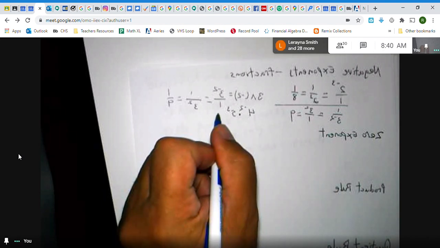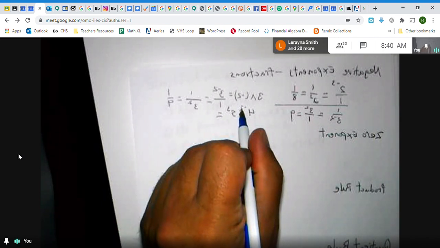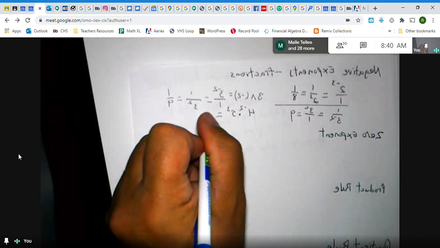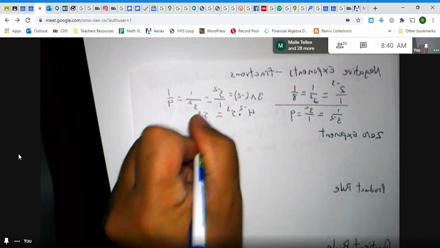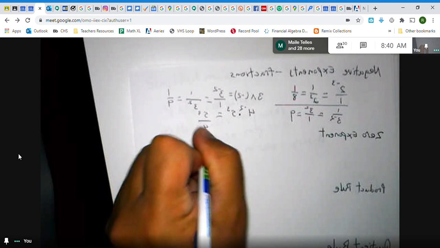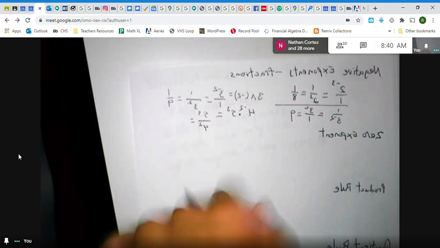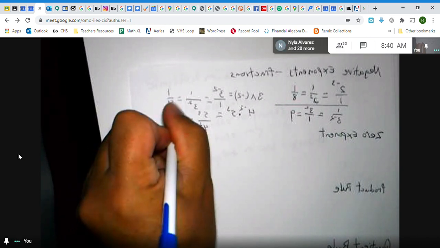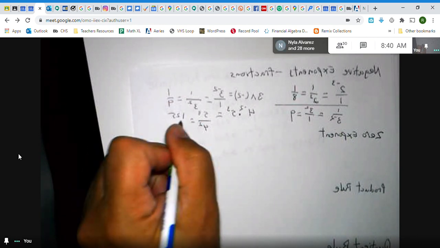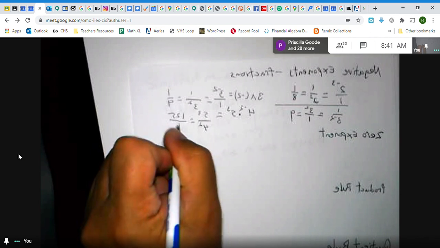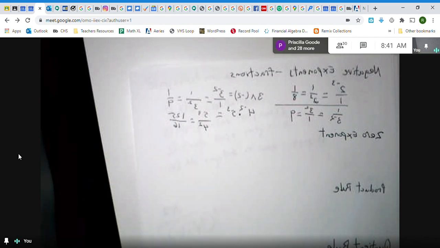Okay, I want to make this negative exponent positive, so it's going to go down to the denominator. Then I do 5 to the third, do it in my calculator, 125, and 4 squared, which is 16. 125 and 16 do not reduce. This is a simplified fraction. Done.